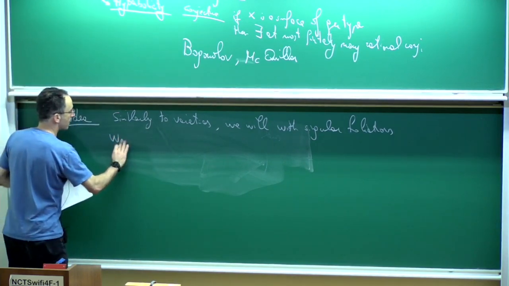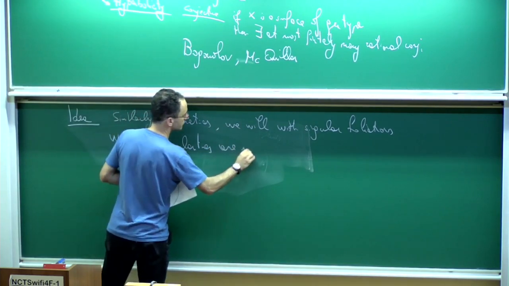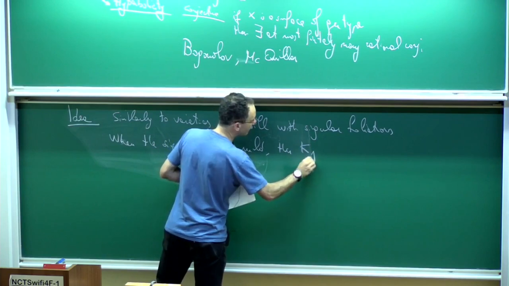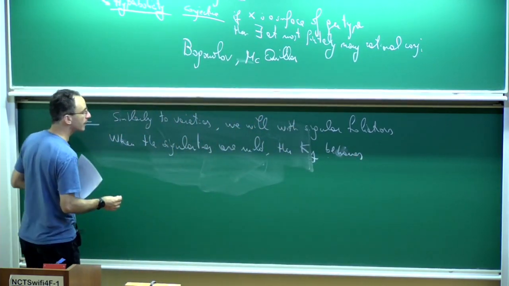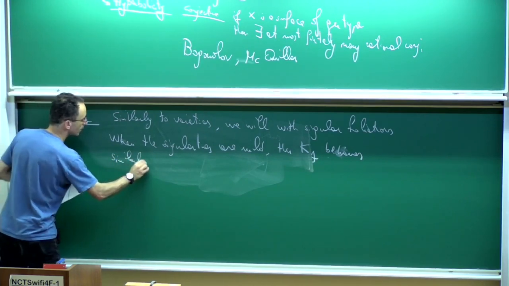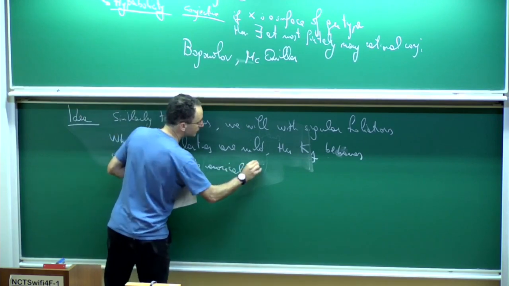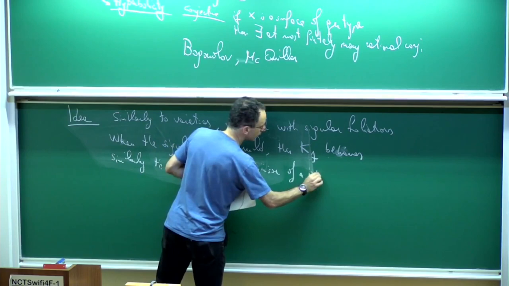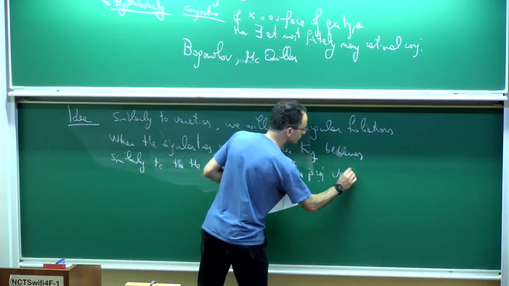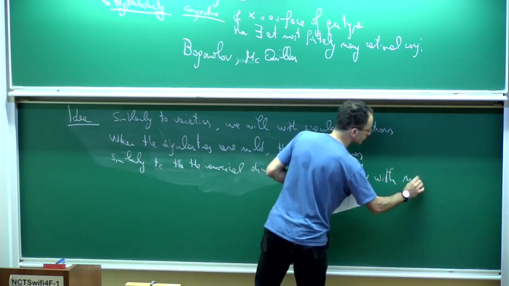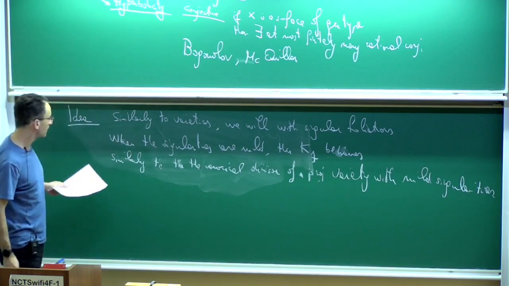And the idea is that when the singularities are mild, then K_F behaves, from many points of view, not of course all points of view, but in many, similarly to the canonical divisor of a projective variety with mild singularities. So again, in the minimal model program, what we do is to talk about canonical singularities, terminal singularities, and so on. And we study those varieties.